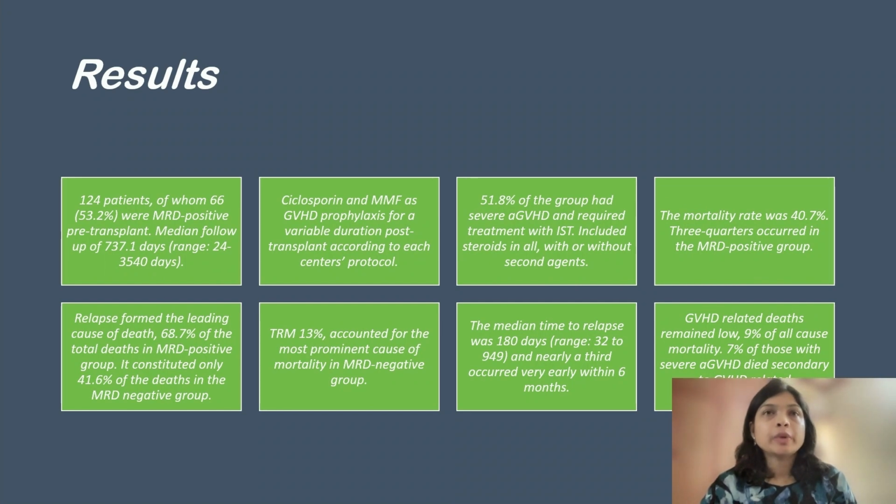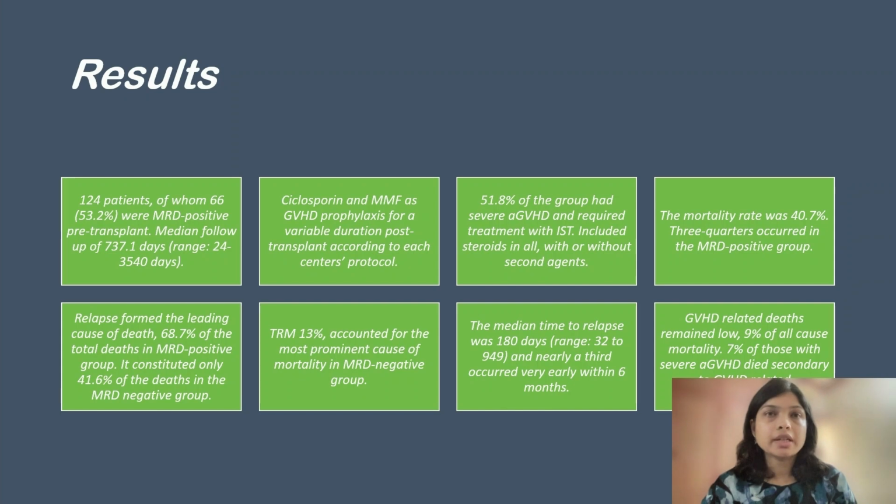The cohort included 124 patients, of whom 66, that is 53%, were MRD positive pre-transplant with a median follow-up of 737 days, and the range being 24 to 3,540 days. All were given cyclosporin and MMF as GVHD prophylaxis for a variable duration post-transplant according to each center's protocol. 52% of the group experienced severe acute GVHD and required treatment with systemic immunosuppression, which included steroids in all cases with or without second-line agents.